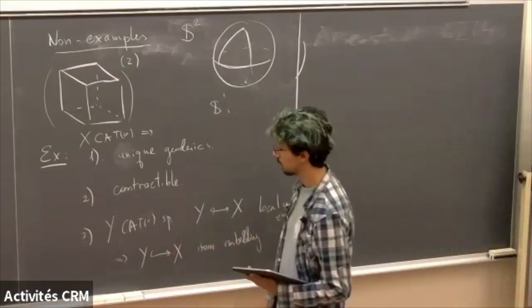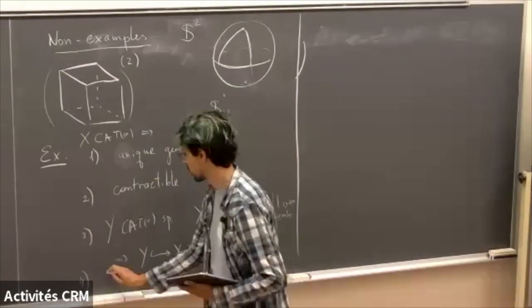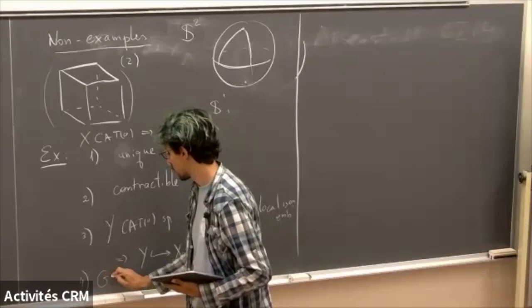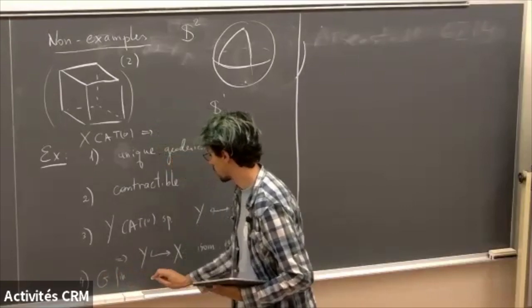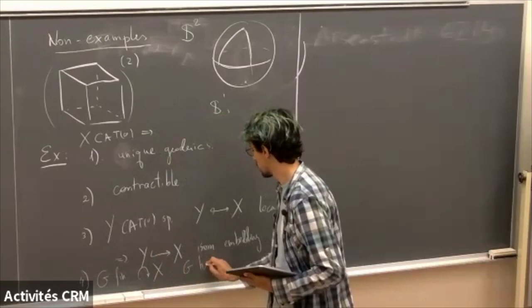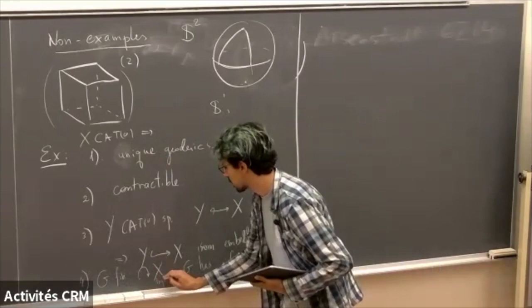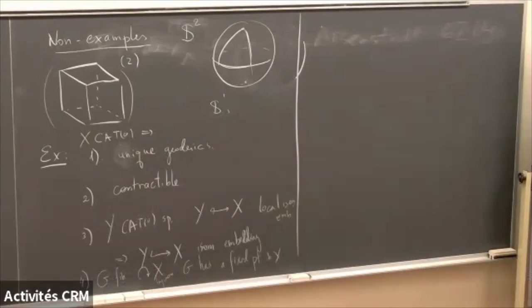Okay. Maybe one last thing, might be more difficult. If I have a finite group G of isometries acting on X, then G has a fixed point. Yeah, all actions will be by isometries. Questions? Okay.